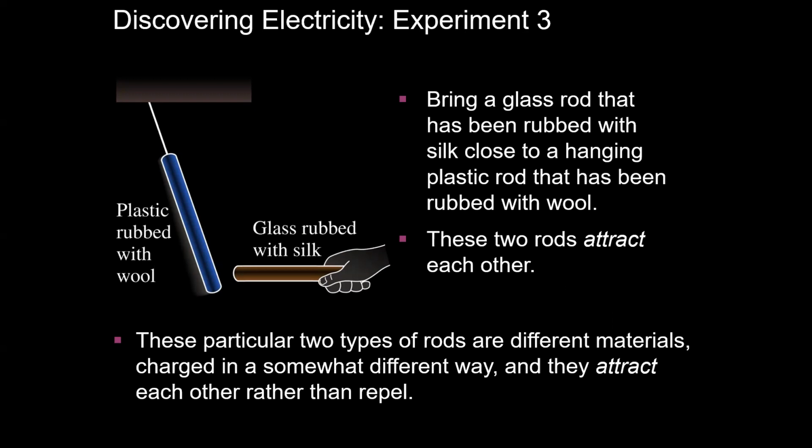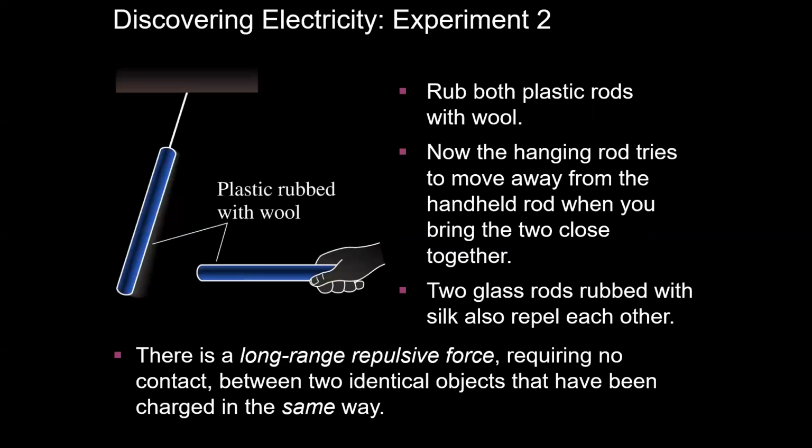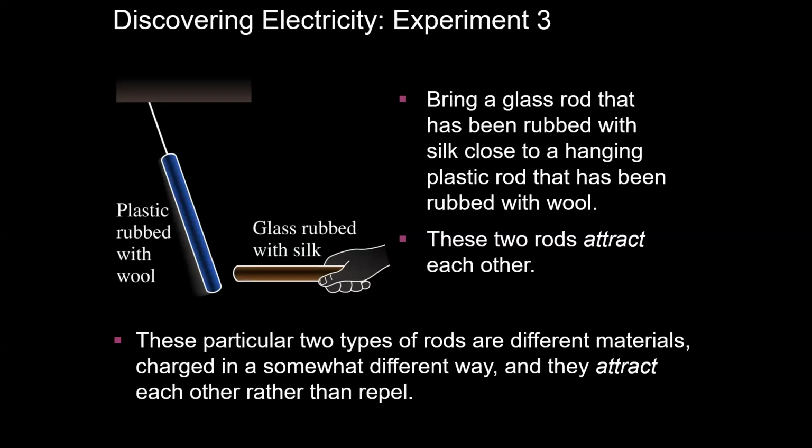We have plastic that's been rubbed with wool, and then we have glass that's been rubbed with silk, actually. And if the plastic is rubbed with the wool and the glass is rubbed with this different silk, then it turns out that when you bring the plastic and the glass together, they attract, as opposed to the previous slide, where plastic repels plastic. Plastic with glass attracts.